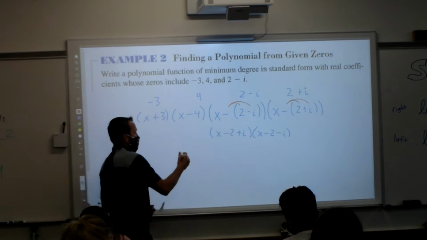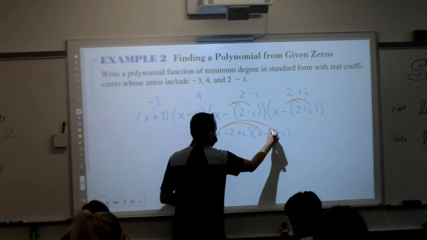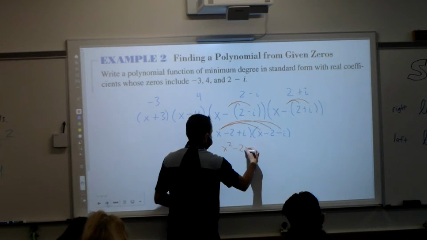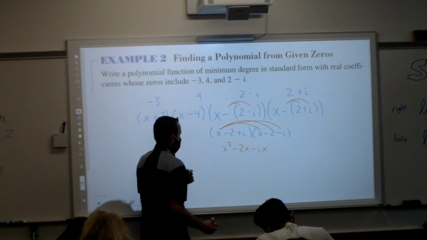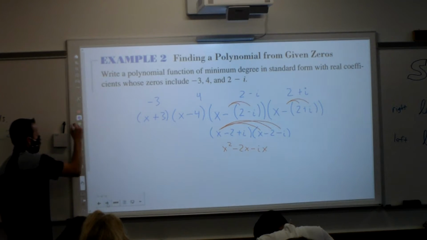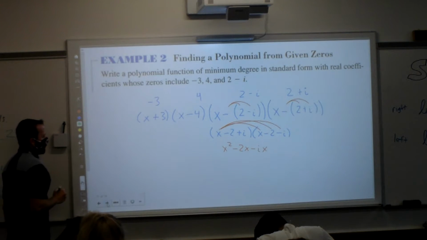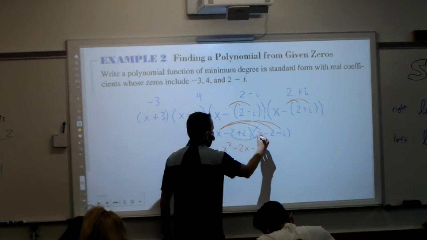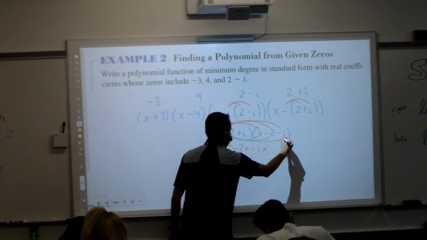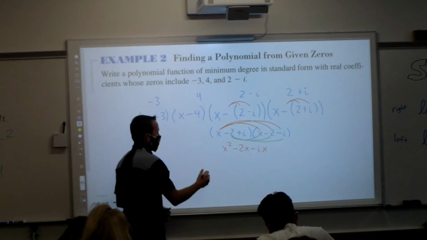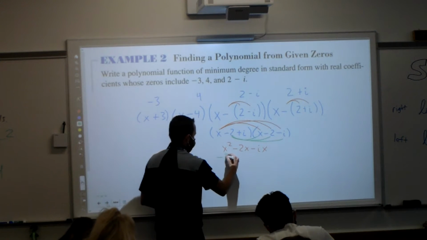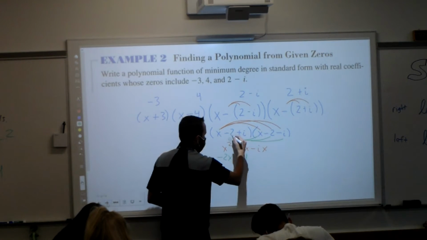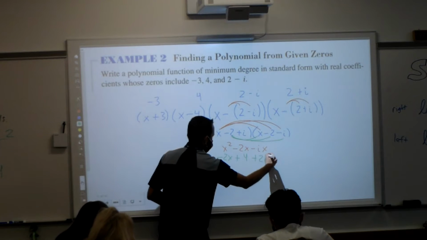So I'm going to take the first term x, and I'm going to multiply it to all of these. So I'm going to write that out. That's x squared minus 2x minus ix. Then I'm going to go to the negative 2, and I'm going to distribute the negative 2 to all three of these. And I'm going to write it right below this. So I'm going to get negative 2x plus 4, and then plus 2i.